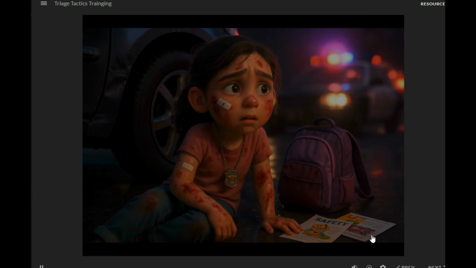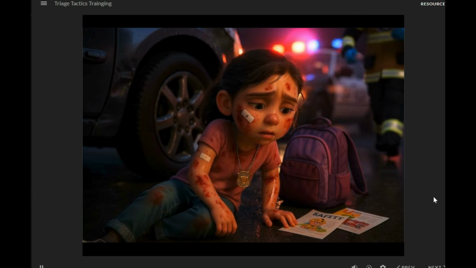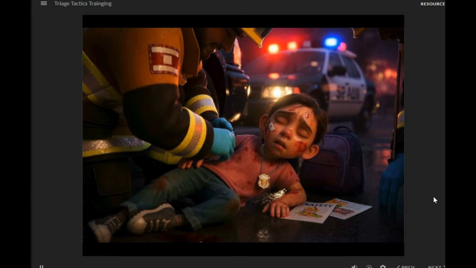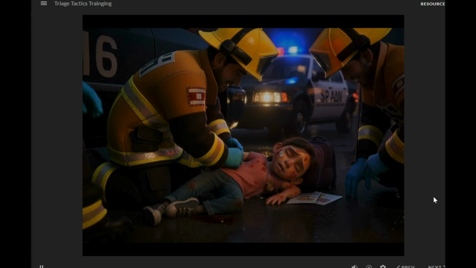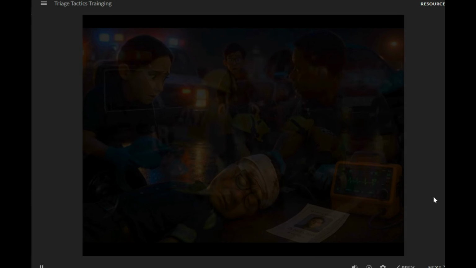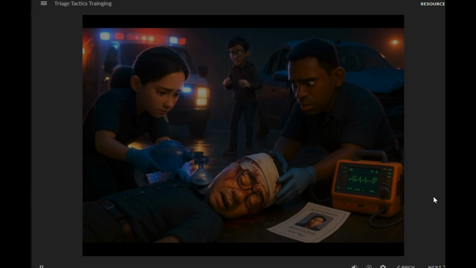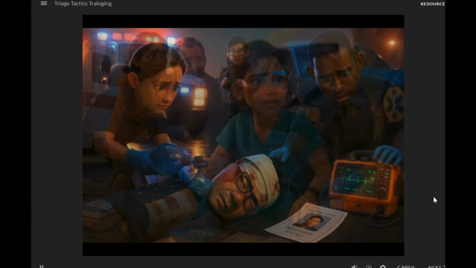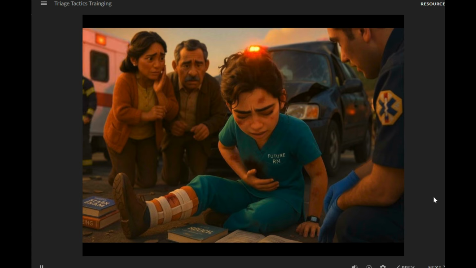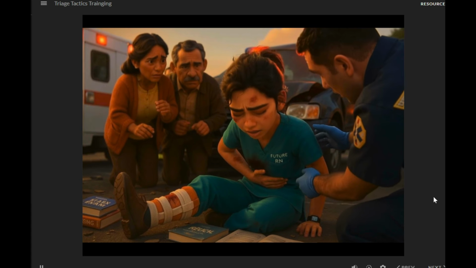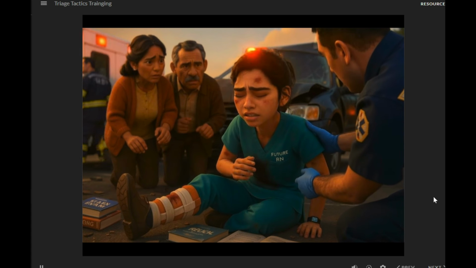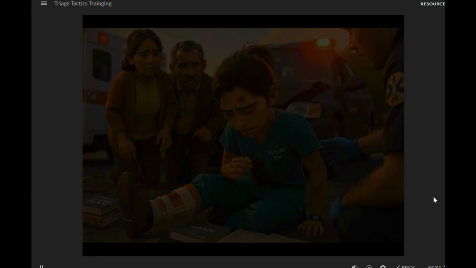Command to all units. We have 3 priority changes. Patient Martinez, green, now showing compensatory shock. Patient Chen, yellow, LOC decreased, unresponsive. Patient Santos, yellow, severe respiratory compromise, possible tension pneumo. Additional medic units are still 10 minutes out. All personnel reassess and retriage. Acknowledge.